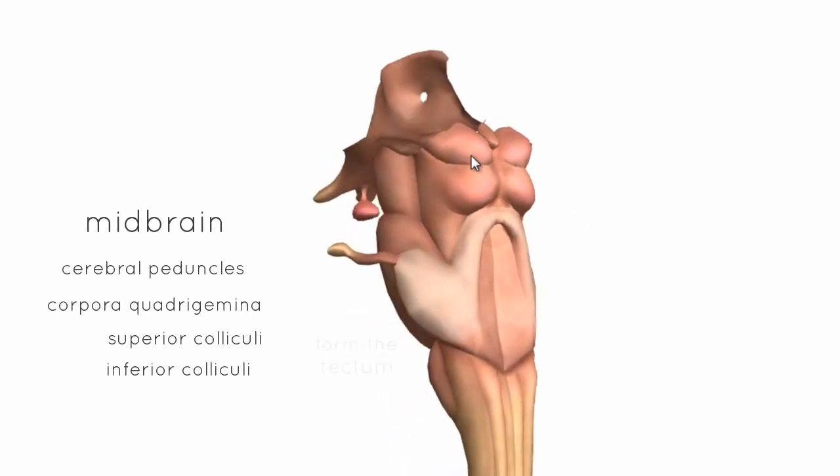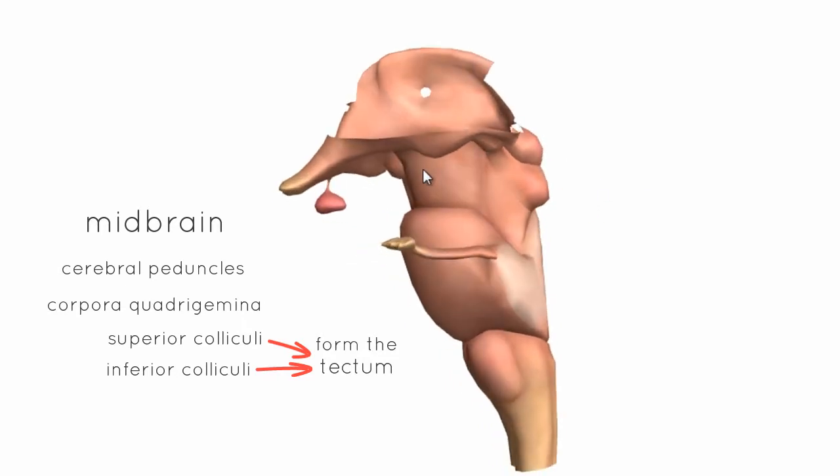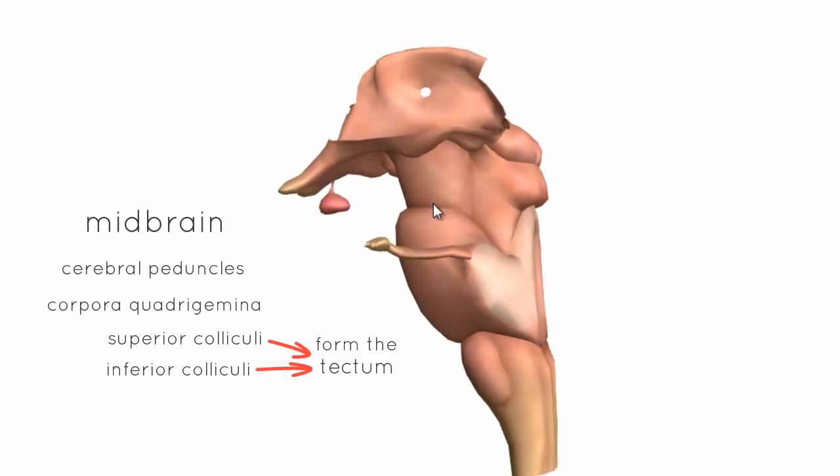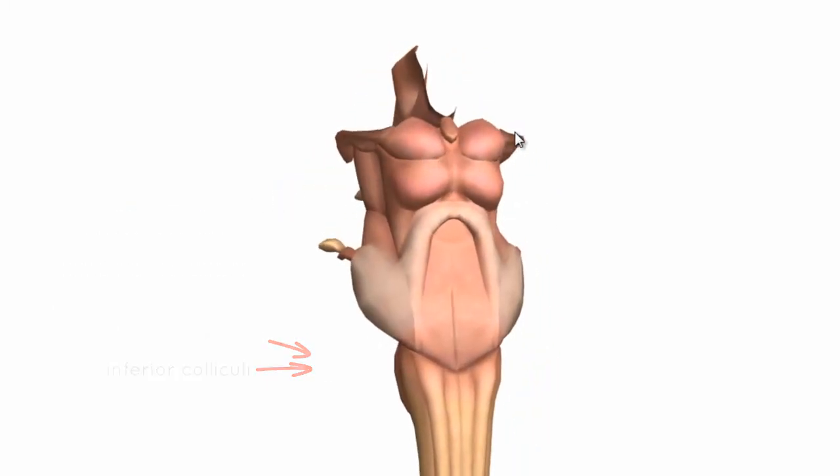So these colliculi sit on the tectum. The tectum is the roof of the midbrain. Tectum means roof in Latin. So these corpora quadrigemina sit on the tectum of the midbrain. So the midbrain is this structure here. You've got the cerebral peduncles, and you've got the tectum with the four colliculi.